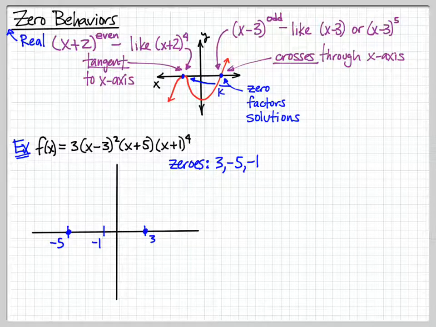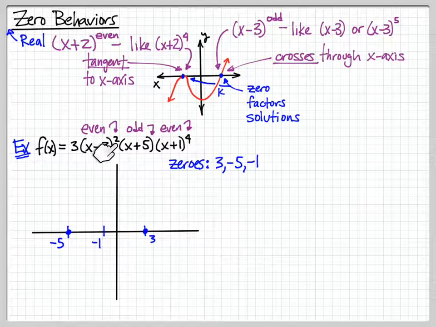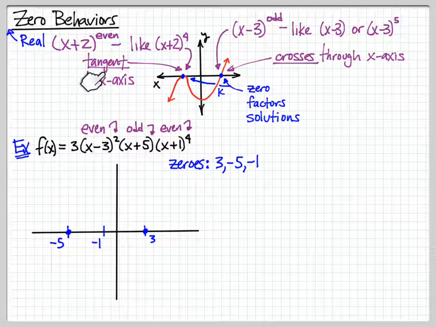Now let's look at the degrees of each one of them. We have an even degree here too. An odd degree, it's kind of this invisible one. And then we have another even degree. So at x is equal to 3, it's going to be tangent to the axis.